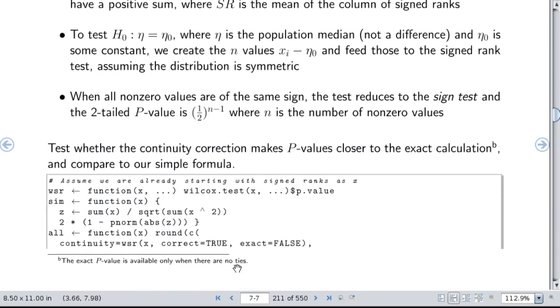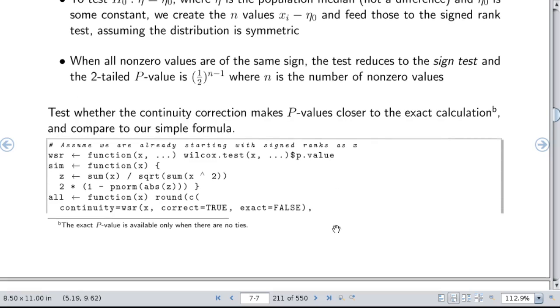Now, one question we've left open is, when calculating the p-values, do we want to use a continuity correction or not? So we know that in a chi-square test for a contingency table, it's not a good idea to use a continuity correction, but we see the opposite happens with the Wilcoxon-Mann-Whitney test. And the way we can demonstrate that here is to run, when there's no ties, you can get an exact p-value calculation, and you can compare that exact p-value calculation to the approximate ones, and see which approximate one, the one with continuity correction or the one without, gives you a p-value that's closer to the exact value.